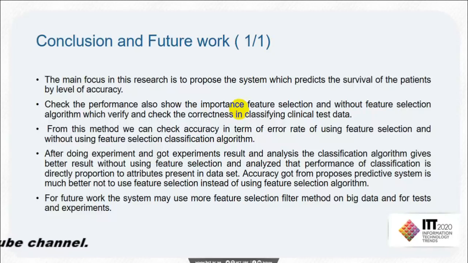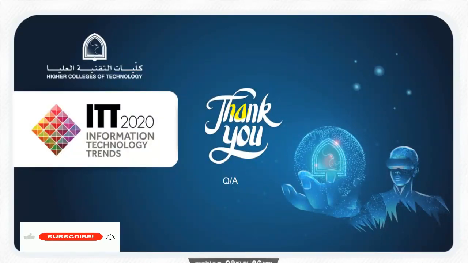After doing the experiment and analyzing the results, the classification algorithm gives better results without using feature selection. We analyze that the performance of the classification is directly proportional to the attributes present in the data. The accuracy from the proposed predictive system is much better without feature selection than with feature selection algorithms. For future work, the system may use more feature filter methods on big data and for more tests and experiments. Thanks. That's all for my presentation.